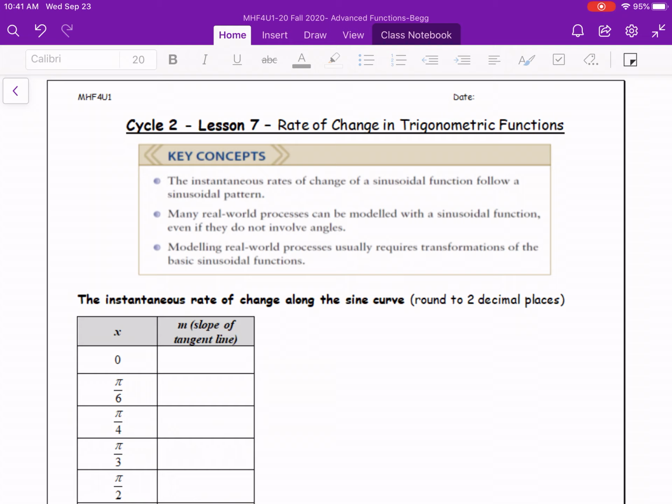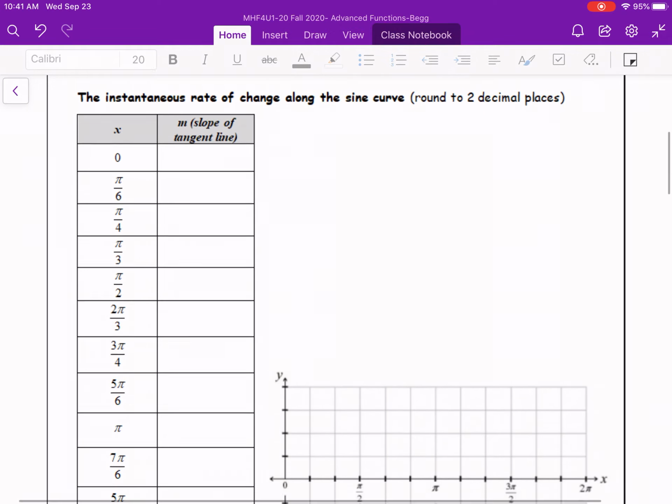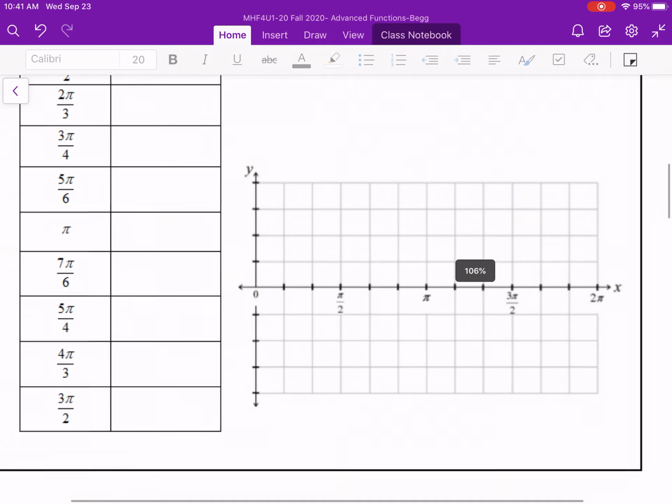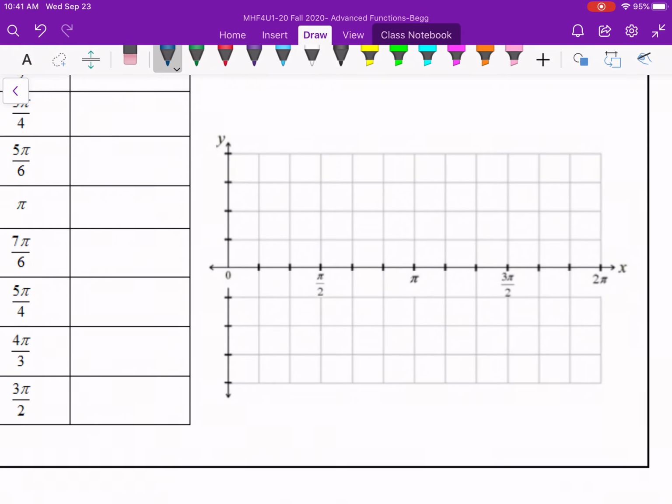So let's start with instantaneous rate of change for a trig function. So we want to find it all along a sine curve. Let's quickly remind ourselves what a sine curve looks like. If this is 1 and this is -1, sine starts at 0, 0, pi over 2, 1, pi 0, 3 pi over 2, -1, and 2 pi 0. Connect the dots, and we get a nice curve.